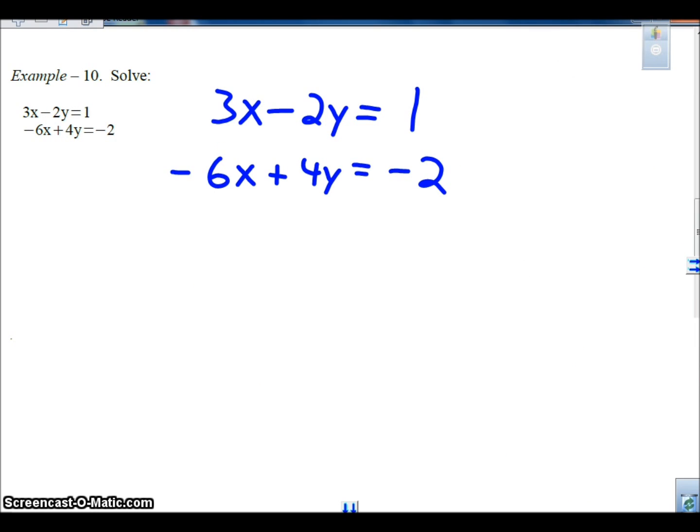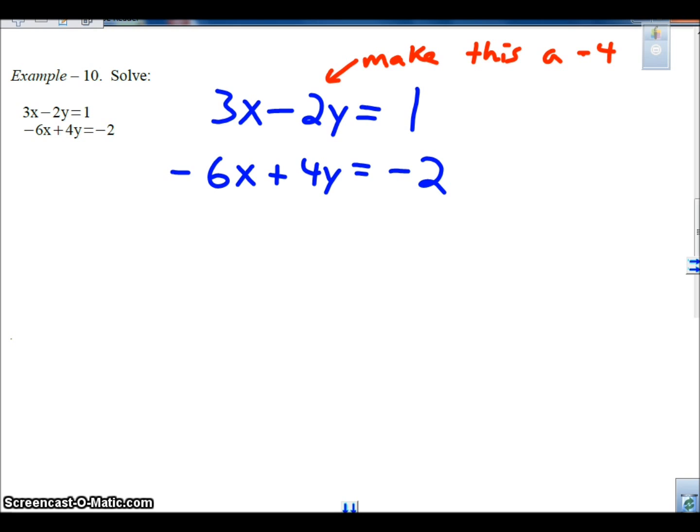We have 3x minus 2y is equal to 1. We have negative 6x plus 4y is equal to negative 2. So the first thing we have to decide is, well, which variable do we want to try to eliminate? And so I think let's try to make the y variables cancel out. And so again, our wishful thinking is if only that was a 4 there. If we had 3x minus 4y equals something, then the y's would cancel out.